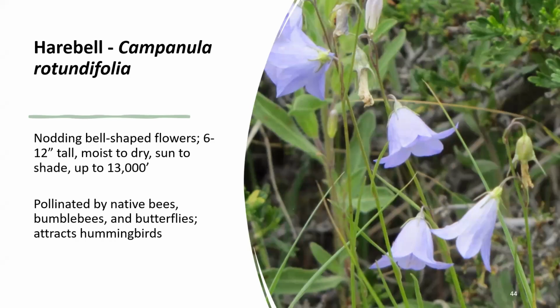The harebell, Campanula rotundifolia, this plant is circumpolar and grows all the way around the world at a certain elevation. The nodding bell shaped flowers, 6 to 12 inches tall, in moist, dry, sun to shade up to 13,000 feet in elevation, pollinated by bees, bumblebees, butterflies, and attracts hummingbirds.